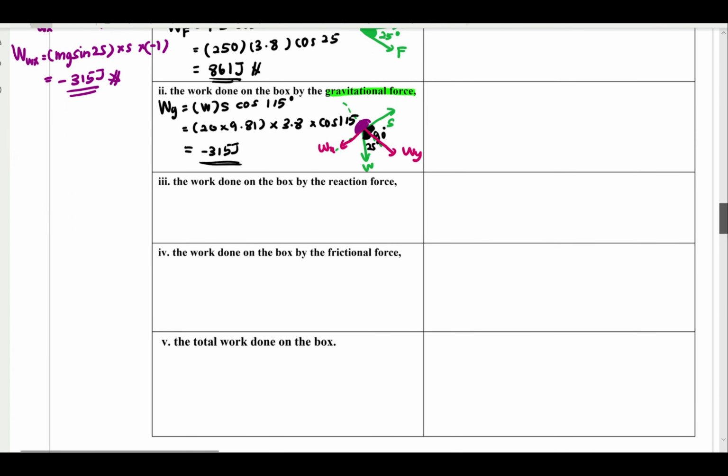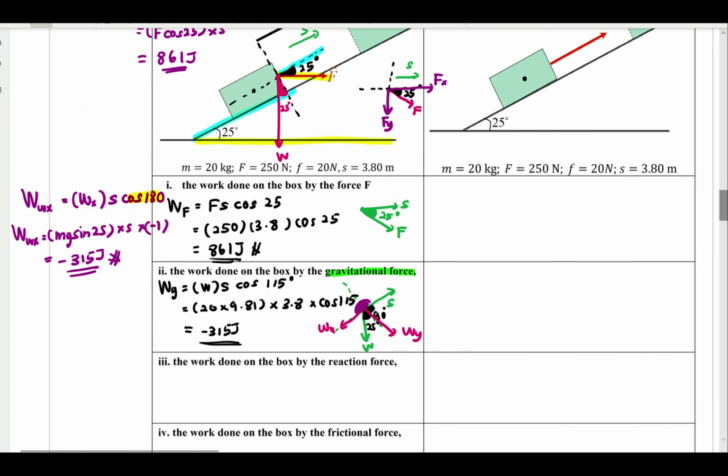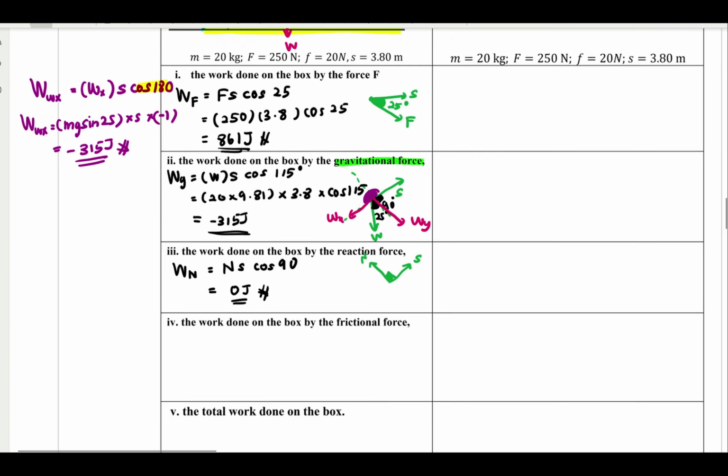Okay, so okay, the work done on the box by the reaction force. Okay, so the reaction force means that the normal force. Okay, so if S is in this direction, okay, N is in this direction, so it is 90 degree. Okay, so kita tak perlu kira pun tak apa. So the work done by the normal force or the reaction force should be N S cos 90. So cos 90 will give you 0. Therefore, Wn is equal to 0. Boleh? Okay, good.